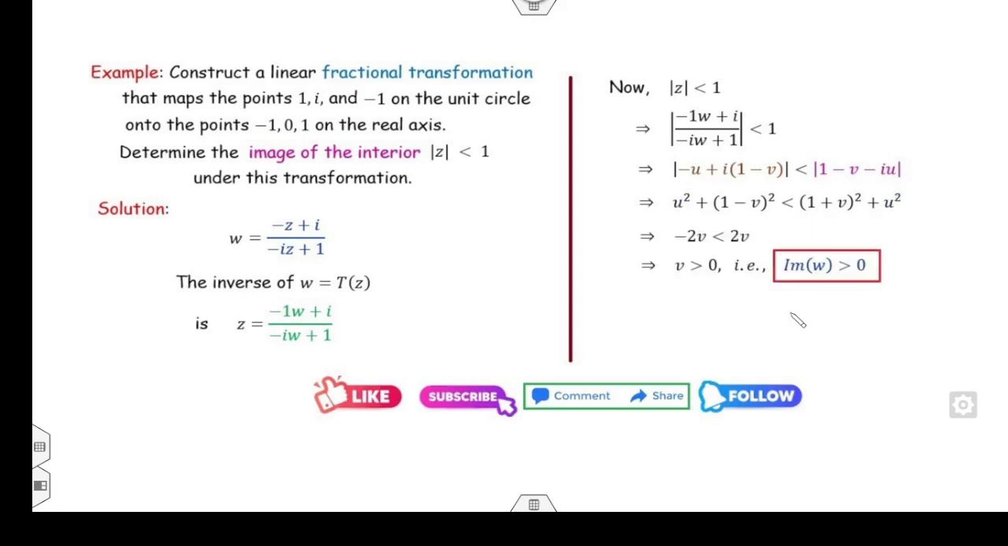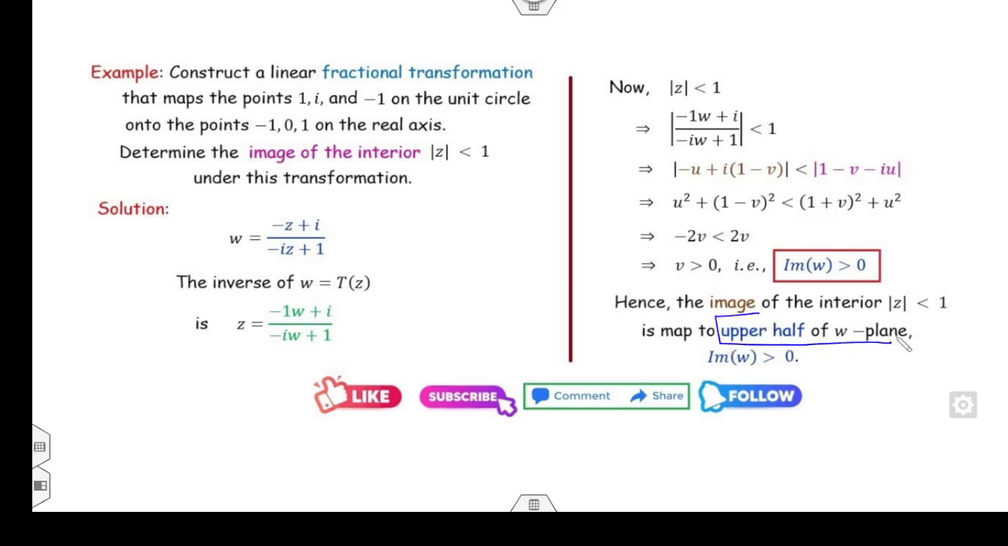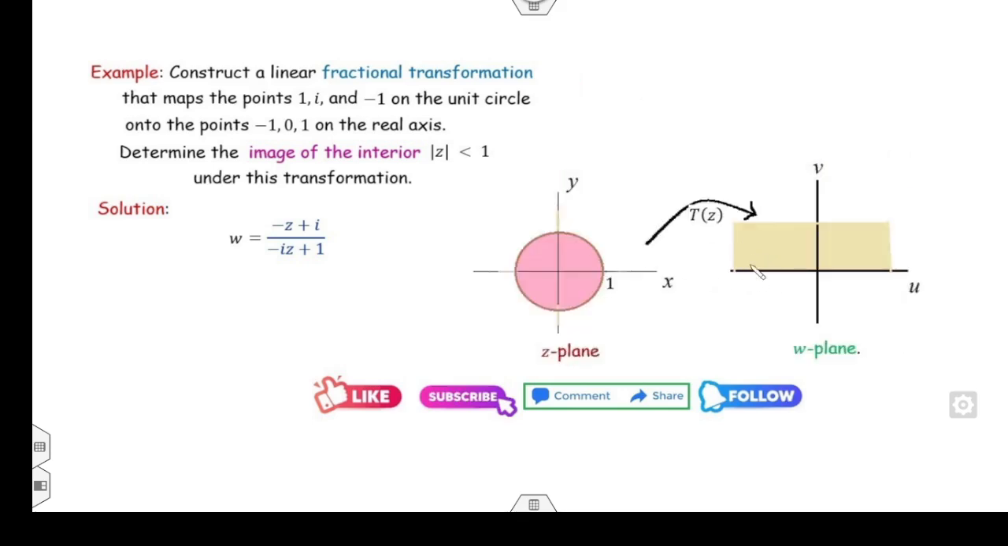While V is the imaginary part of the W. That means if you draw the graph, what is the imaginary part? This is the portion which maps the inside circle to the upper half of the W plane. That means this is the upper half because this component is V. V is positive. So the interior of the circle of radius 1 is mapped onto the upper half of the W plane under the transformation equation number 1.